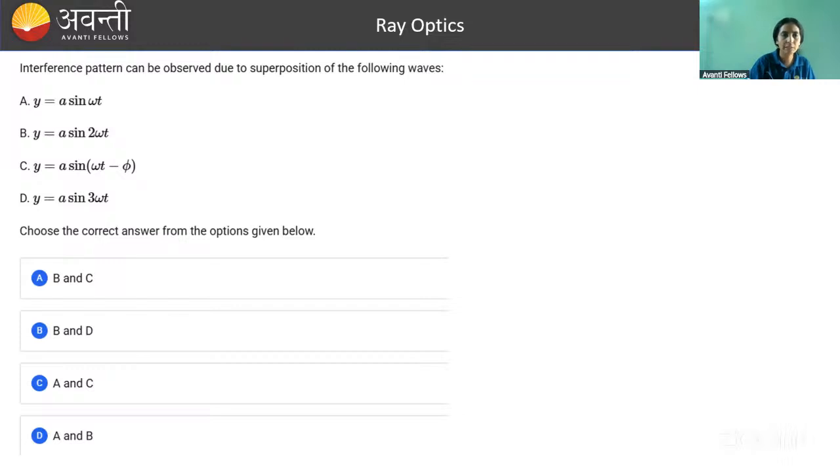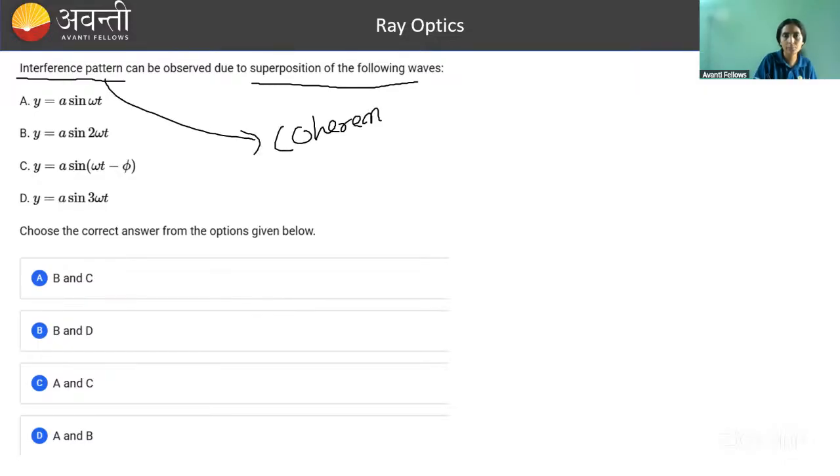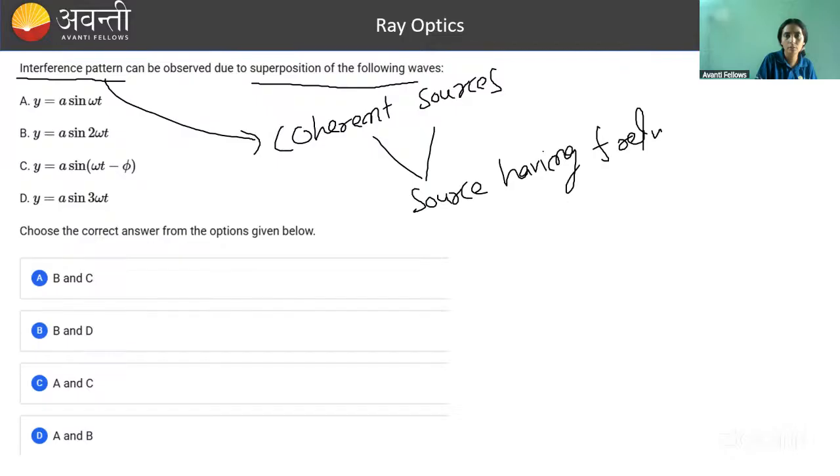Look, what's the question? The question is that an interference pattern can be observed due to the superposition of which of the following waves? We get to see an interference pattern only for coherent sources. What is the meaning of coherent sources? Sources having the same frequency. So just see here for the first wave, what is the frequency?